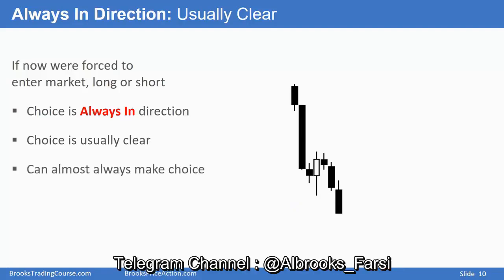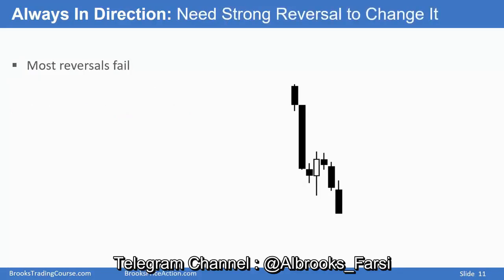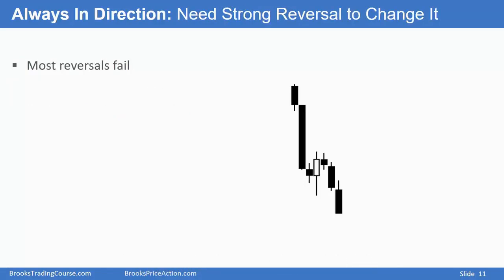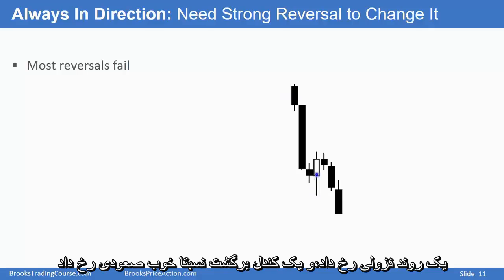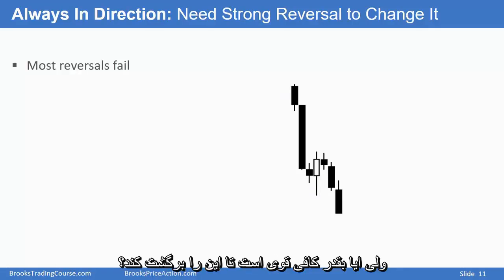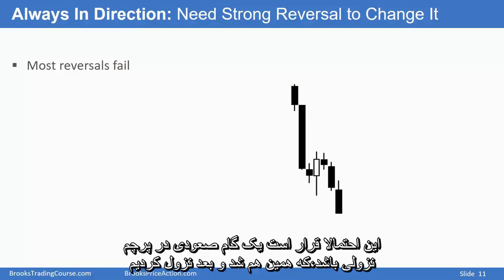Most reversal attempts fail. We got a bear trend, and we have a pretty good bull reversal bar. But does that look strong enough to reverse this? Probably not. Well, this is probably going to be a bull leg and a bear flag, which it was, and we went lower.